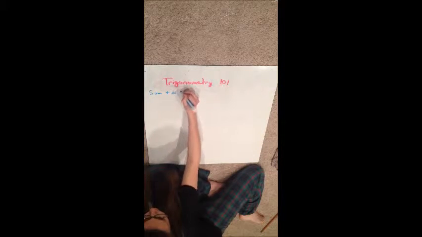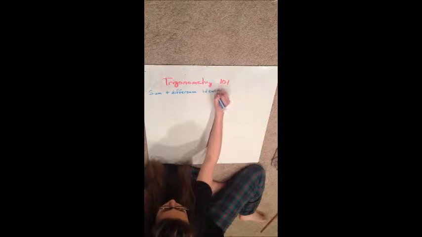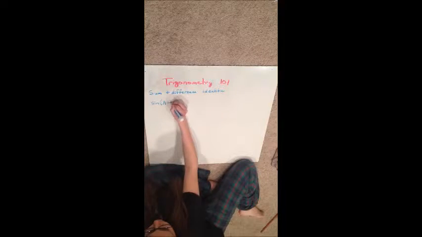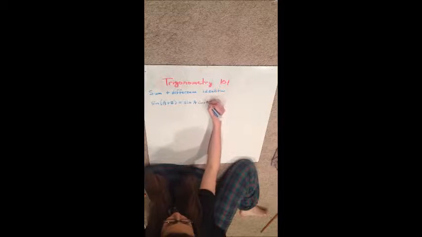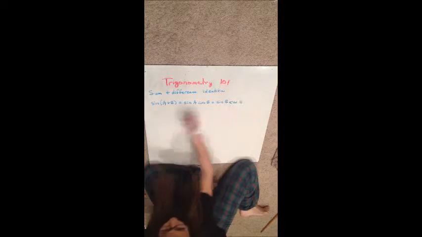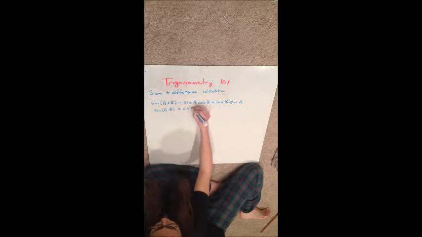We're going to begin with sum and difference identities. These are the identities that relate to angles that are the sum or difference of two known angles. We're going to begin with sine.